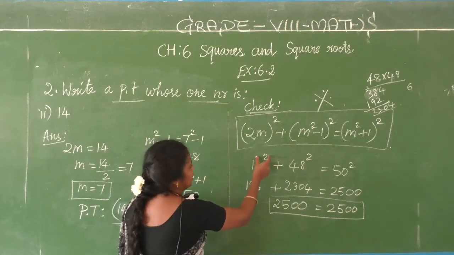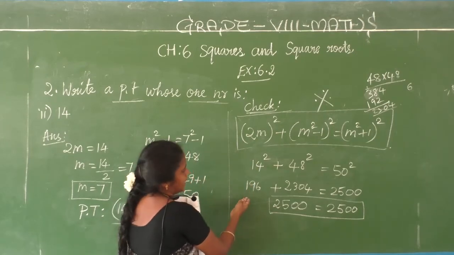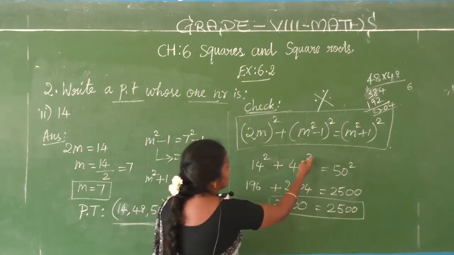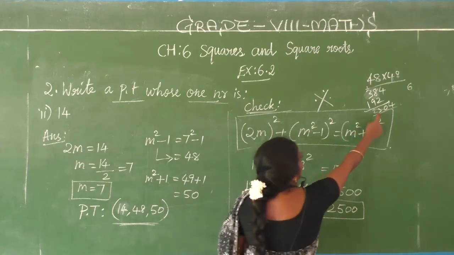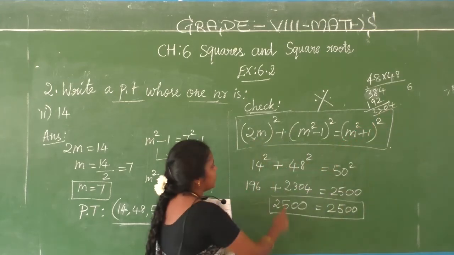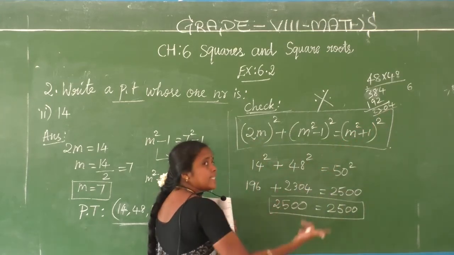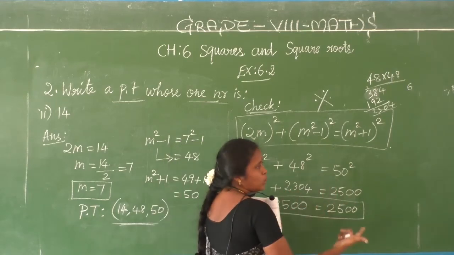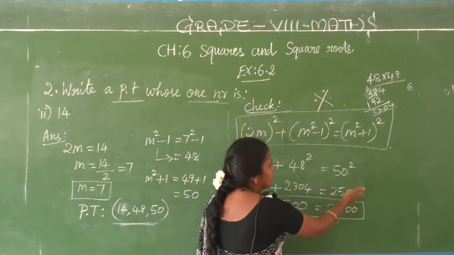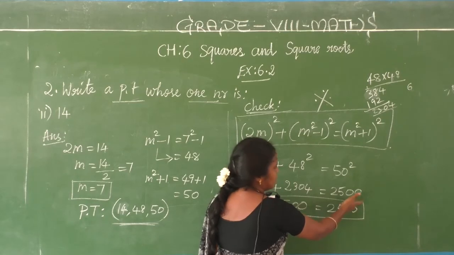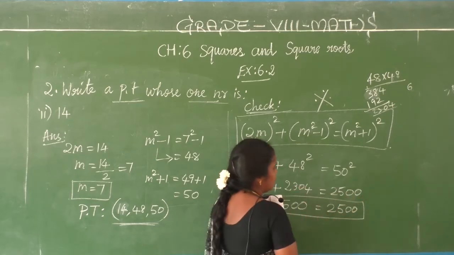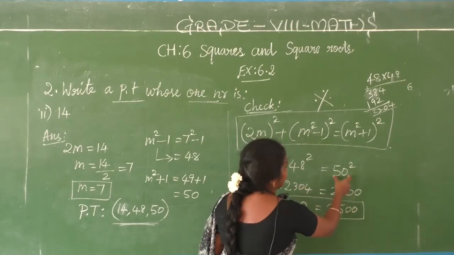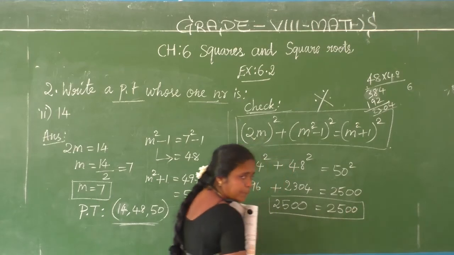So 14 square, you know, is 196. 48 square, 48 into 48, is 2304. 50 square, you know well: 5 5s are 25. An even number of zeros must be there in the square number as per the property of squares. So 50 square is nothing but 2500.